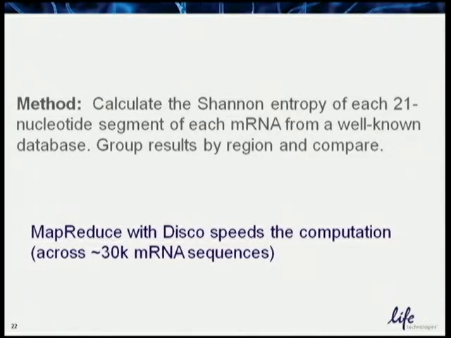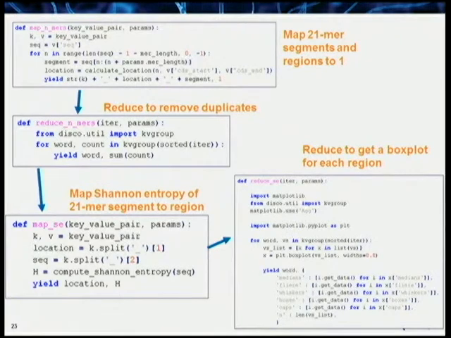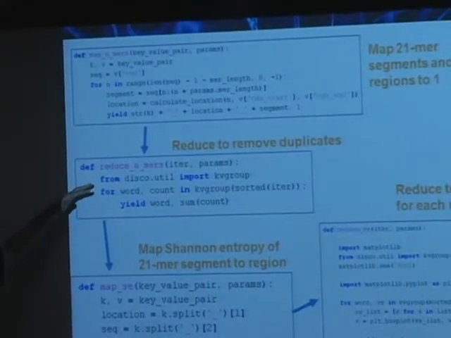And that's a big data problem because there are 30,000 of those sequences in a well-known database. So to assess complexity, I calculated the Shannon entropy of each 21 nucleotide segment from each of those mRNA molecules from the database, grouped by region, and compared. So to walk you through the map and reduce operations: first, I mapped all of the 21 nucleotide segments of all 30,000 of those molecules to the value 1, and then the reduce operation simply removed the duplicates.